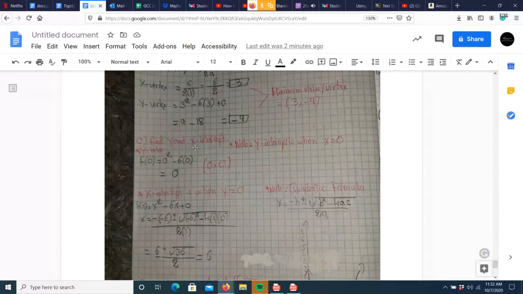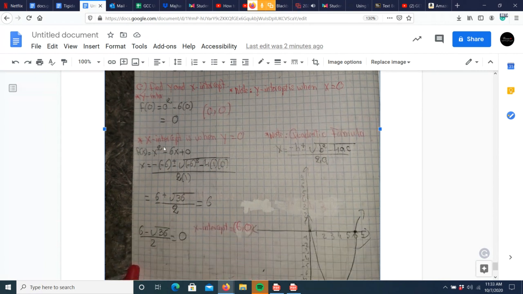To find my y and x intercepts, I'll just substitute 0 for the x. So that's 0, 0, which is the y-intercept. The y-intercept is when x is equal to 0. My bad, sorry. To find my x-intercept, it is when y equals 0.